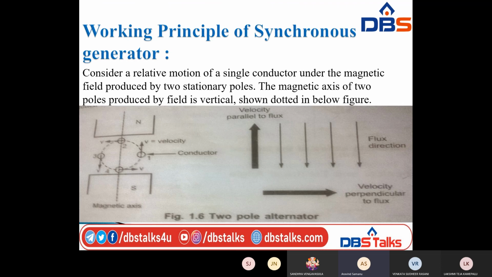Firstly, it is at position 1, and next it is going from position 1 to position 2, and next from position 2 to position 3. So what will happen when the conductor moves from position 1 to position 3?